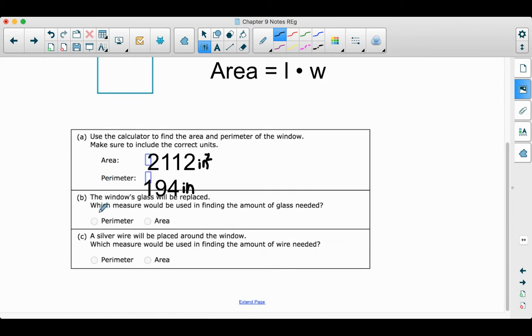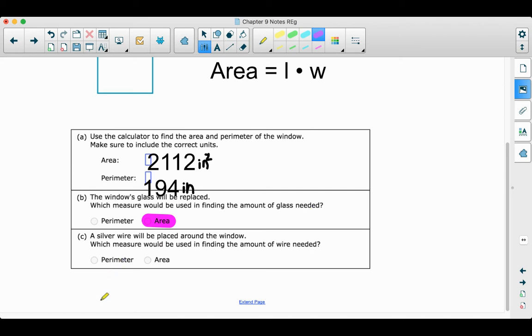Okay. Now, these next two questions that you get on this type of problem deal with you figuring out, is it the area they're talking about or is it the perimeter they're talking about? Remember, perimeter is around. Area is what fills in. So this one says the window's glass will be replaced. Which measure would be used to find the amount of glass needed? Well, the glass of a window would fill in the inside. So because it fills in the inside, this answer would be area.